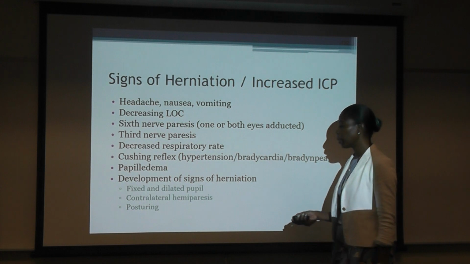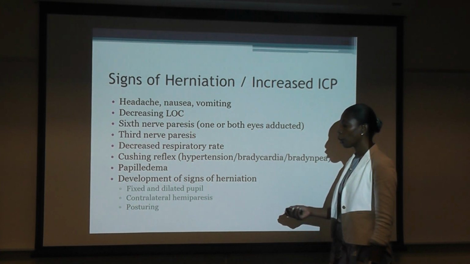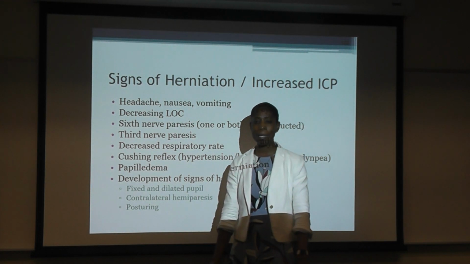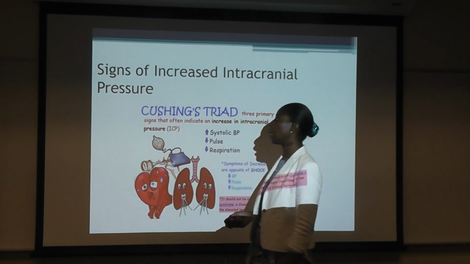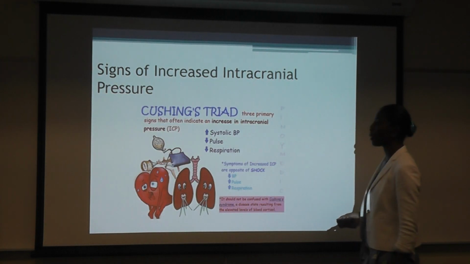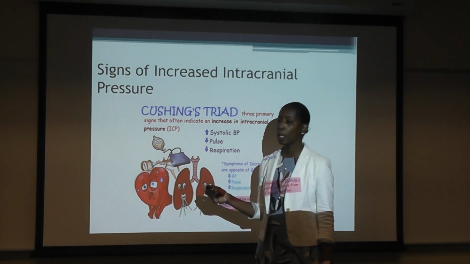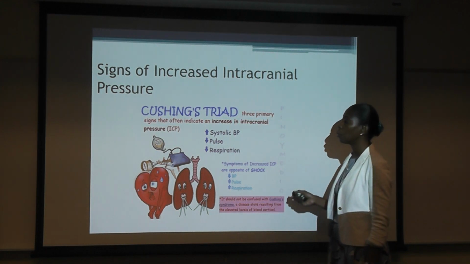Okay. Development of signs of herniation: fixed dilated pupil, contralateral hemiparesis, posturing. Remember we talked about extensor posturing and flexor posturing, and these can actually indicate it. Cushing's triad. Okay, you see it with increased intracranial pressure. They usually have increased blood pressure, low pulse, and low respirations.